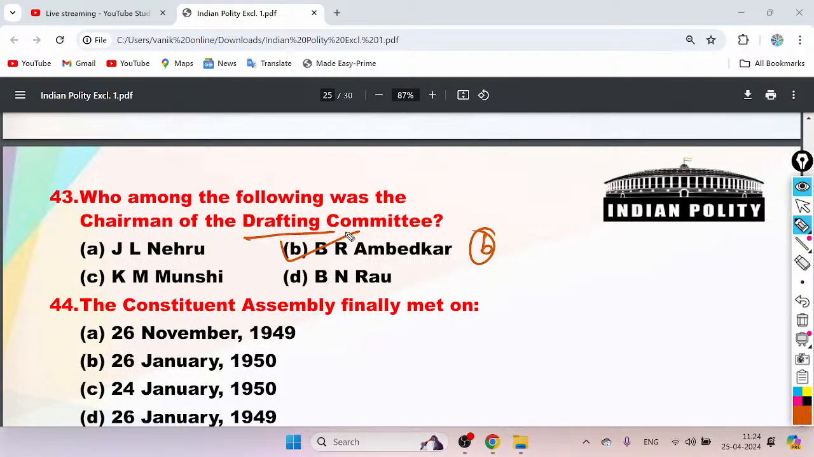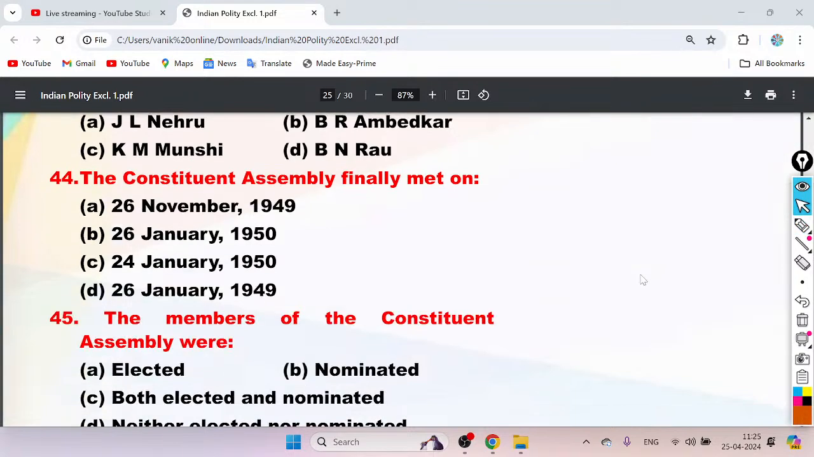Remember all details about the drafting committee. Number 44. The Constituent Assembly finally met on 24th January 1950. It was the last working day.